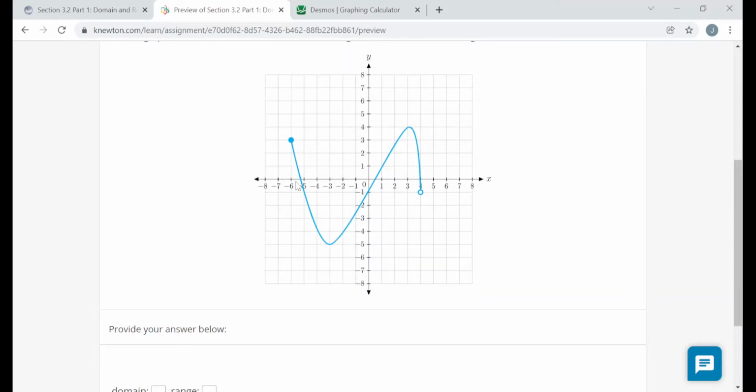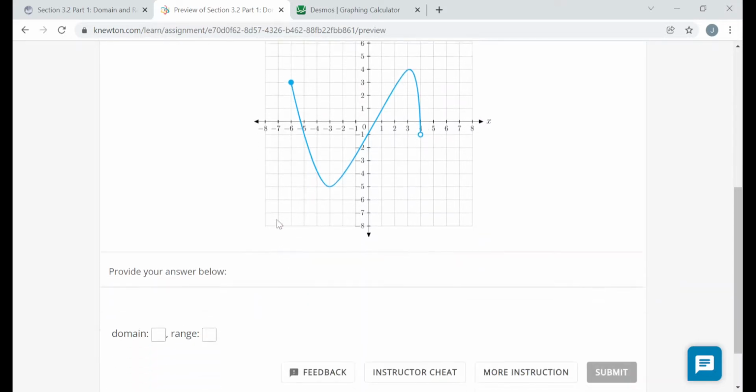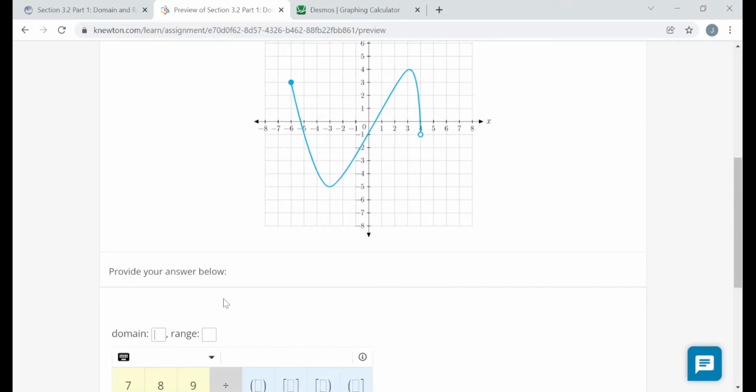Alright, so domain, I'm looking left to right on the x-axis. It looks like the graph starts at -6, and that's actually used. That point's actually there. And the graph goes, there's a whole bunch of points corresponding to these x values here, all the way up until when x equals 4. But notice, when x is 4, that point is missing. So from -6 to 4, including -6, but not including 4. That's the domain. So bracket on the -6, comma 4, but parenthesis on the 4.